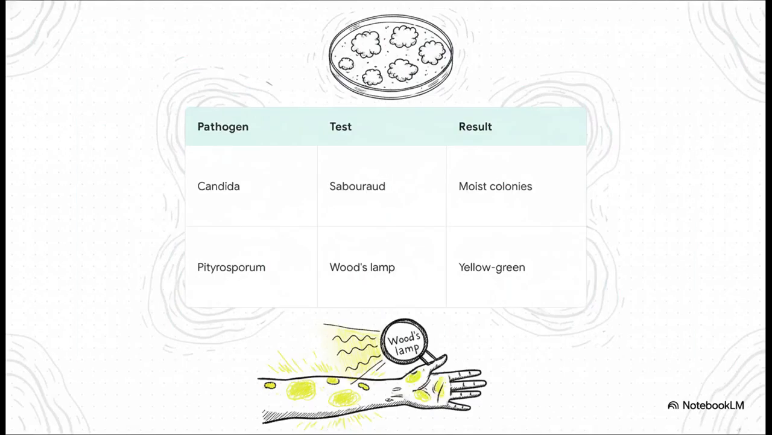To get a definitive 100% positive identification, Candida might need to be grown out in a lab using a special nutrient base called a Sabouraud culture. Pityrosporum, on the other hand, has a fabulous party trick. If a doctor shines an ultraviolet Wood's lamp over the affected skin in a dark room, the Pityrosporum patches will actually fluoresce. They glow this bright, almost radioactive-looking yellow-green color. It's an instant positive ID.